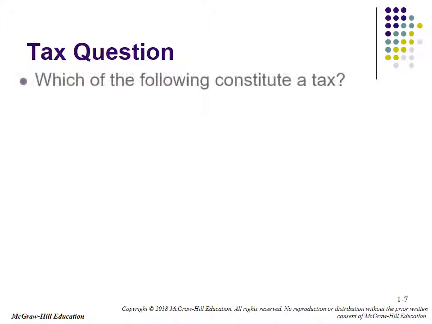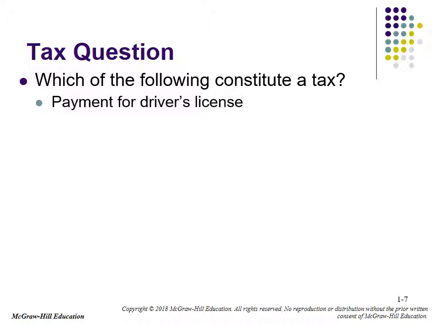So let's take a look at an example here. Which of the following constitutes a tax then? Well, payment for your driver's license. Let's say you're paying the government, usually the state. It's payment that's required to drive, but you're receiving a benefit, the right to drive, right? So that's not a tax. That's a fee.